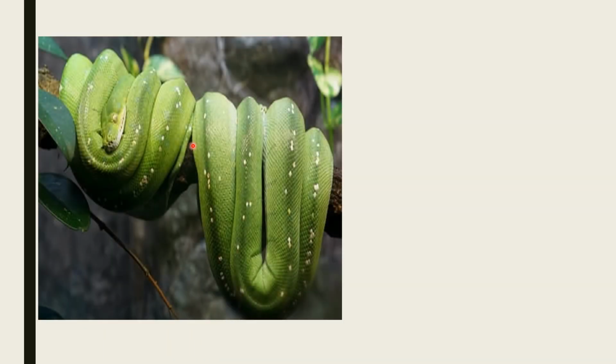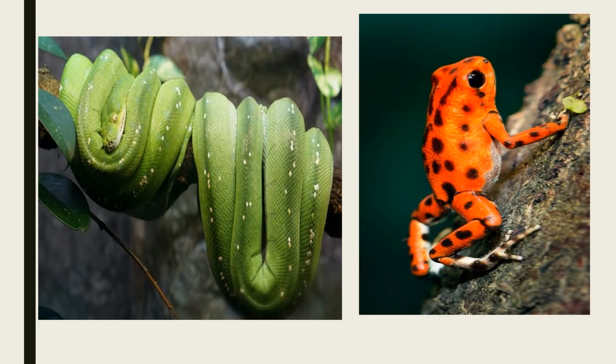Now this is a snake. It likes to coil itself around a stick or on trees. It's just sleeping. Now this is another animal. It is a frog. They all live in the jungle and they are called wild animals.